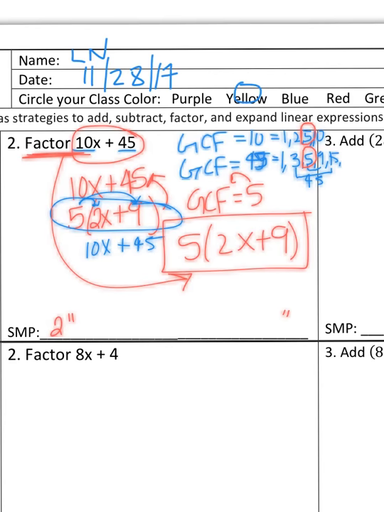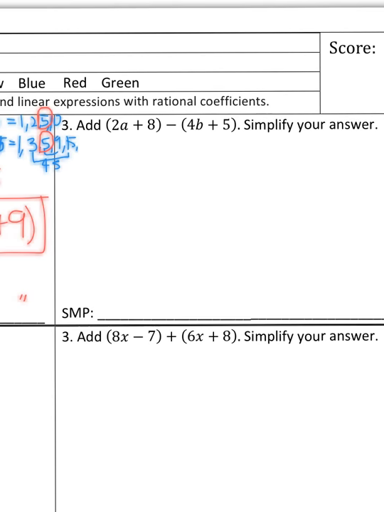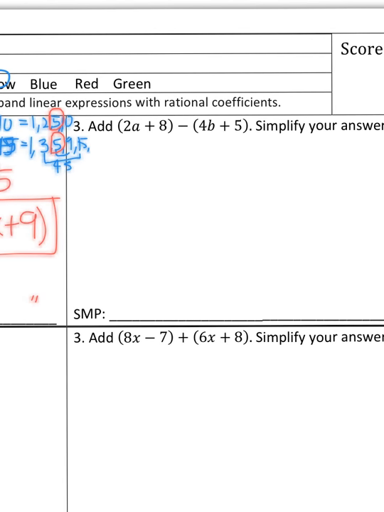Number 3, it says add 2a plus 8 minus 4b plus 5. Simplify your answer. So this question is difficult because of this subtraction right here. This subtraction messes everything up. If it were plus between it, you could easily drop the parentheses and combine like terms. Here you have to distribute that negative because that's an invisible -1.